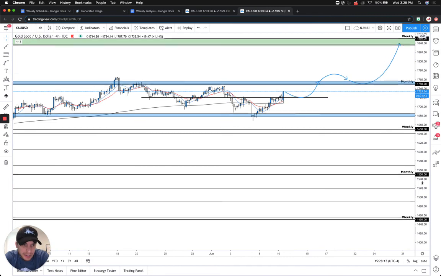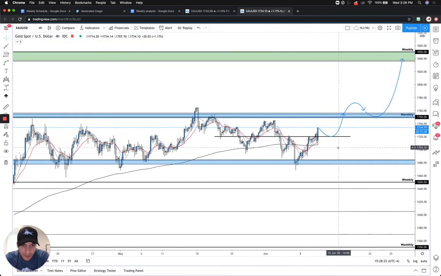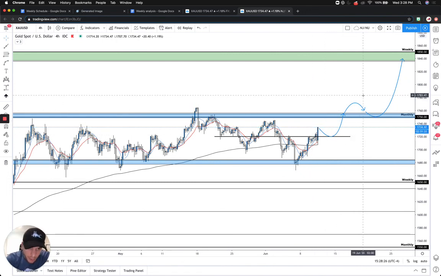So right now I'm just hanging out on the 4 hour. I want to see this confirmation. I want to see this candle close in the next 2.5 hours, and then either start looking for pullbacks or look for momentum to push it through this monthly, in which case we'll get in on a pullback there as well.